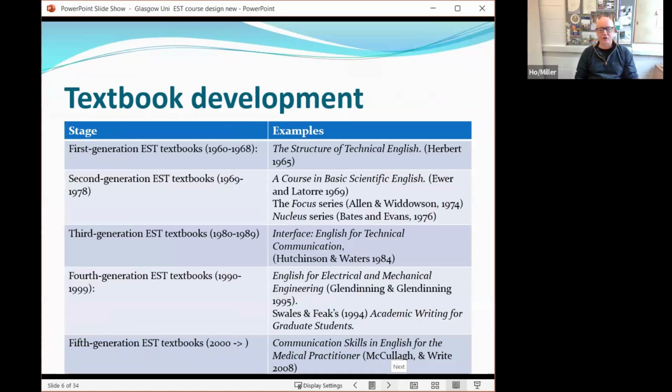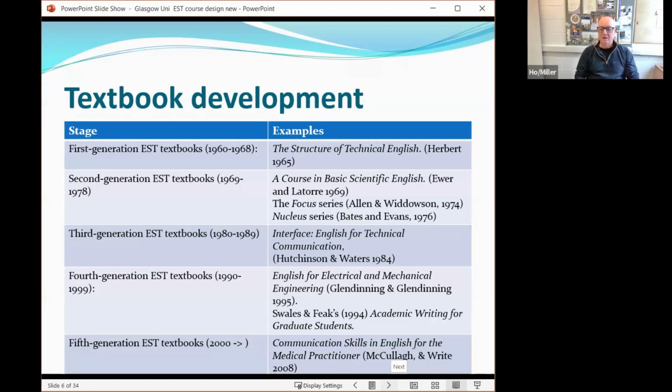divided it into 5 generations of textbooks. So first generation, early 60s to late 60s, and you get books such as The Structure of Technical English here. A lot of these textbooks you can go online and have a look at. There's probably an example somewhere online for them. But you'll see very clearly that that kind of book was very much a grammar translation type of book.